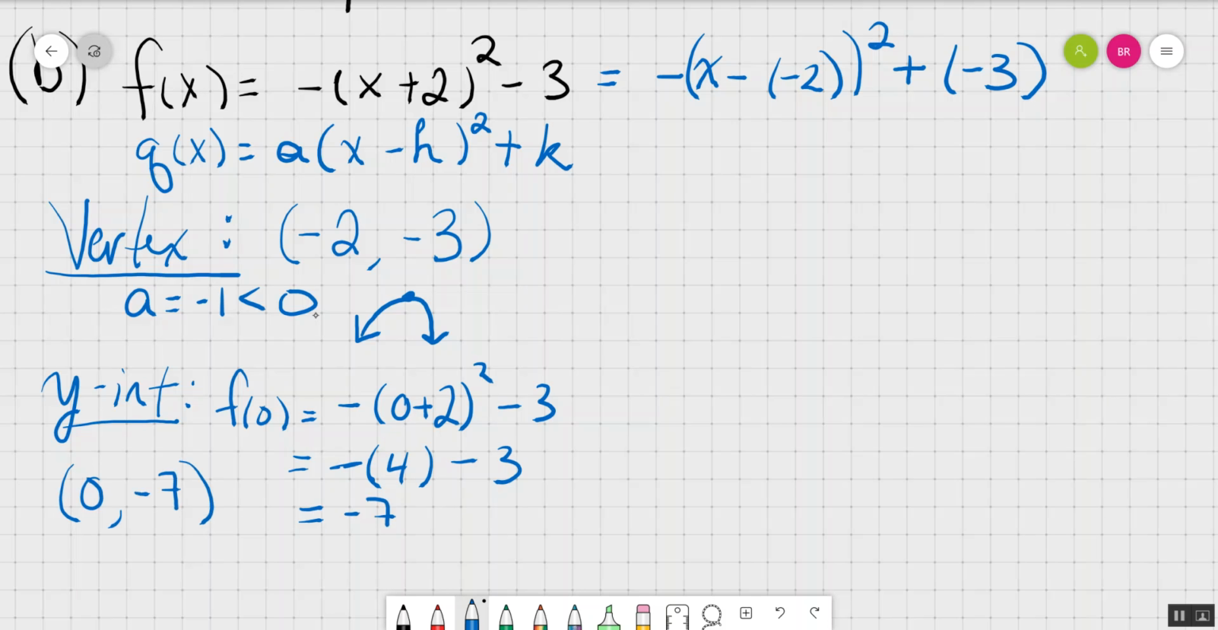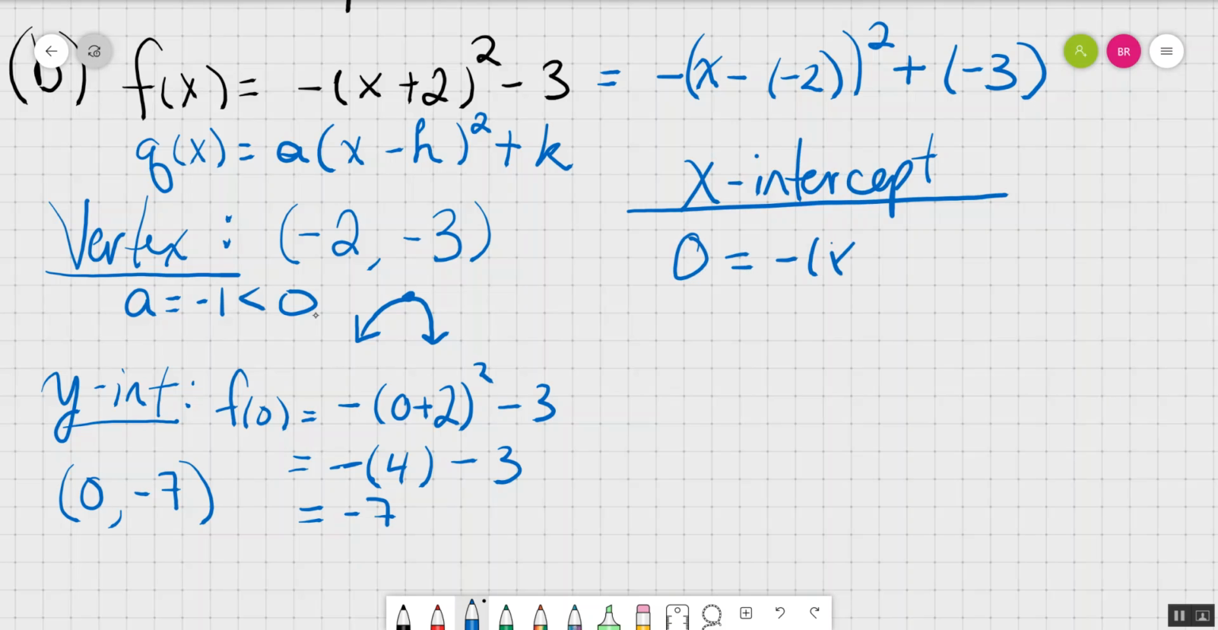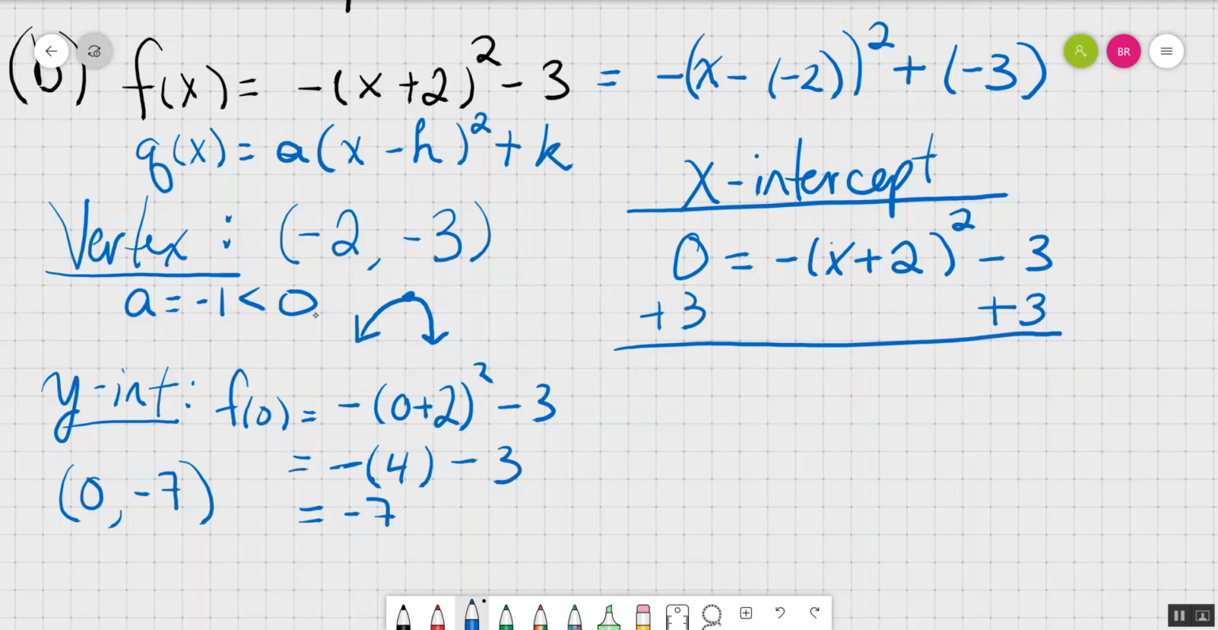Cool. Let's do the x-intercept. This is going to rely on us solving a quadratic. So 0 is equal to negative x plus 2 squared minus 3. The first thing I'm going to do, crap, this one's going to have a negative also. I'm going to add 3. This is going to have non-real answers also, because I'm going to end up with a negative. Okay. I'm a little disappointed in this one. Don't forget that negative out front. I just did. When I was writing these examples, what was I thinking?